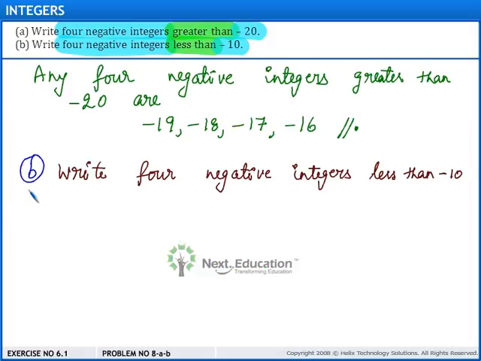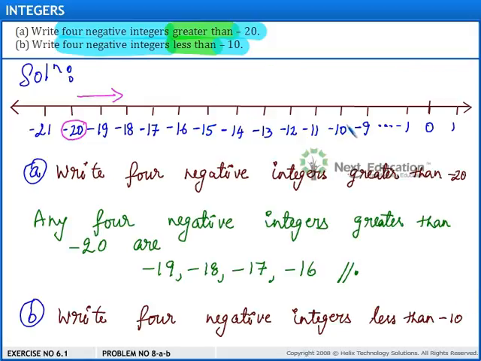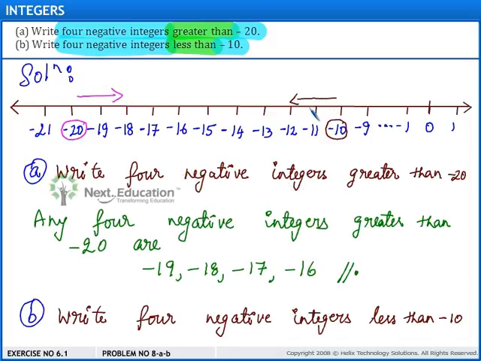In part B, we have to write 4 negative integers that are less than minus 10. Let us mark minus 10 on the number line. We have to find 4 negative integers less than minus 10. We know that on the number line, the integers which are lying to the left of minus 10 are less than minus 10.